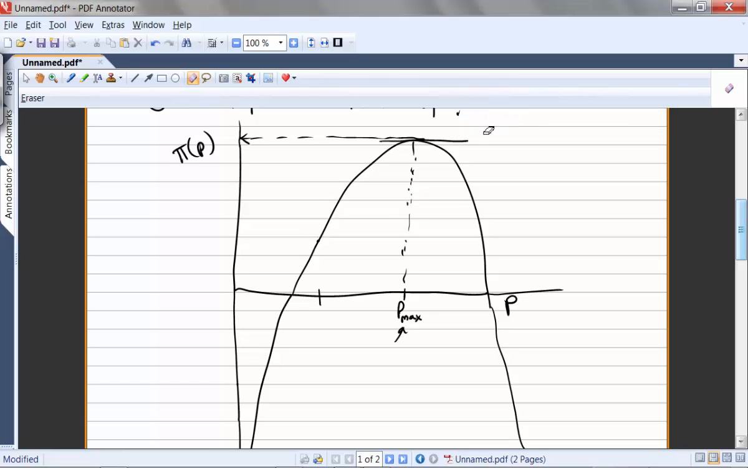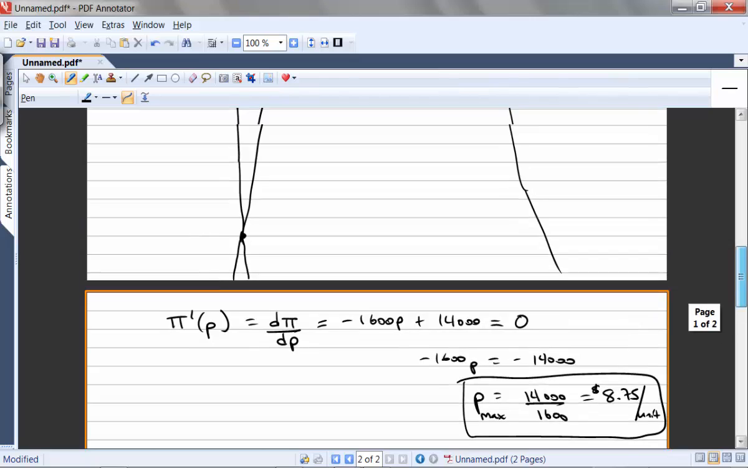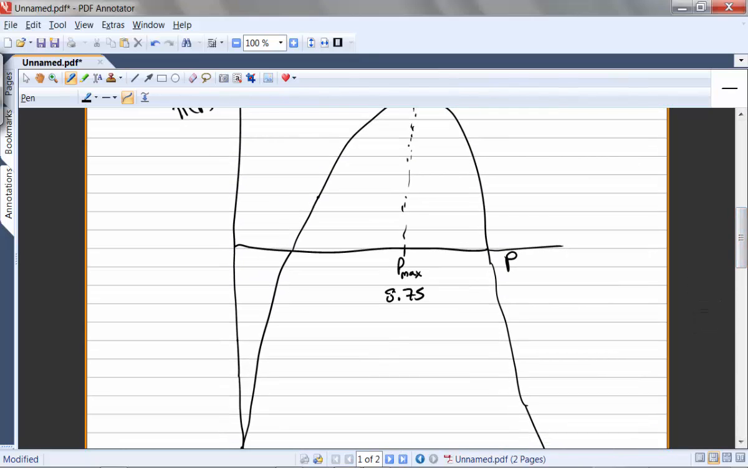So let me get rid of the clutter here. Alright. So we're setting this thing equal to 0 and we're solving for P. And I've already done this in the lecture notes for a general profit equation, but I haven't done it where I actually had numbers. So we isolate P, we're going to have negative 1600 P equals negative 14,000. So P equals 14,000 over 1600, or negative 14,000 over negative 1600, but the negatives cancel. And we're going to call that P max. It's not just any P, it's a special P. And it equals, if you do the math, $8.75 per unit. So if they charge $8.75 for each of their units, then they will make the most profit.